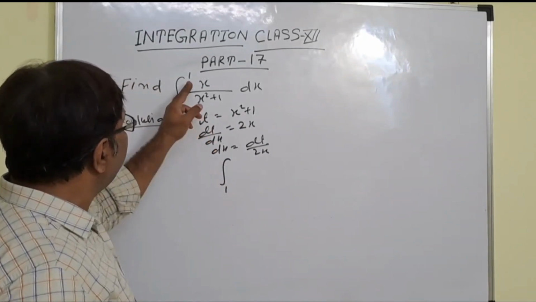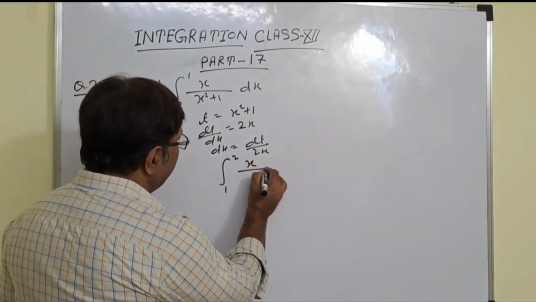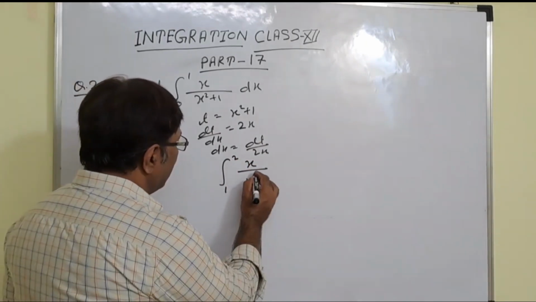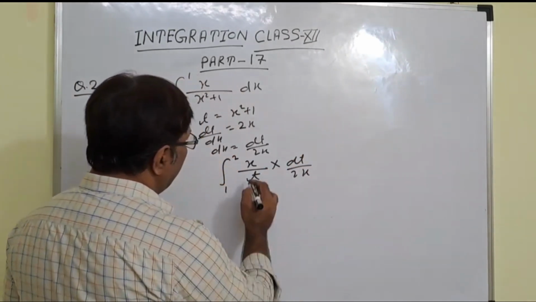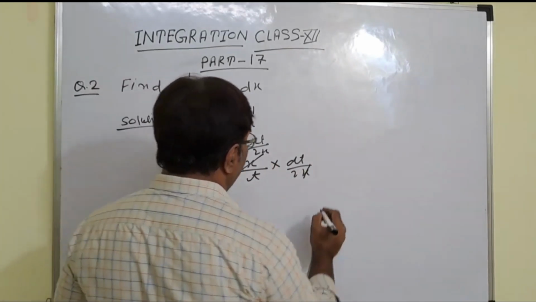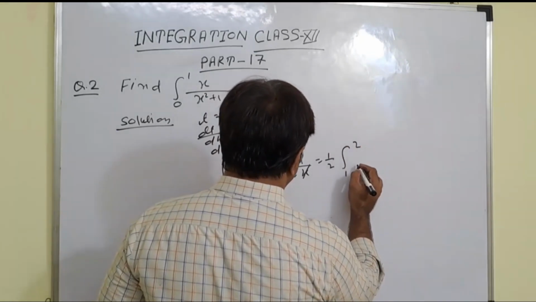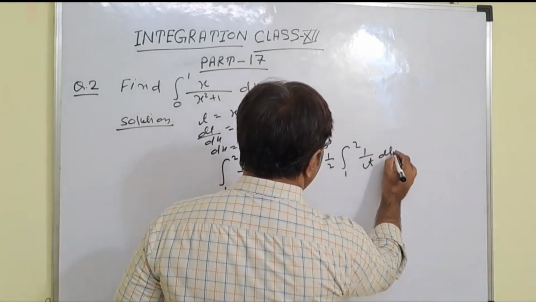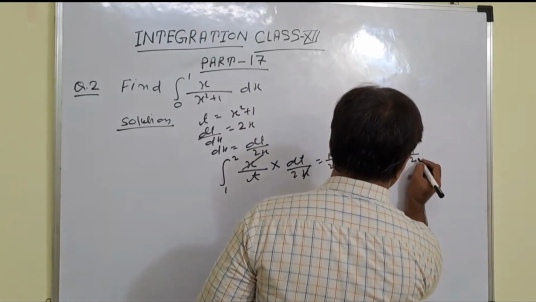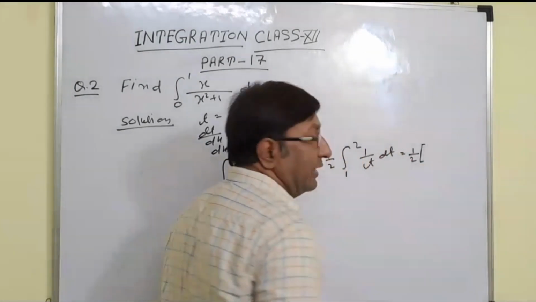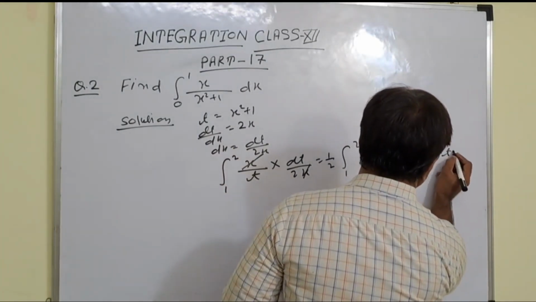And now the upper limit is 1, so 1 plus 1 is 2. And now this is x and x square plus 1 is t. And now this is dt upon 2x. So this x and this x cancel out. So we can write half integration from 1 to 2 of 1 by t dt. So we know this equals 1 by 2, and the integration of 1 by t is log t.